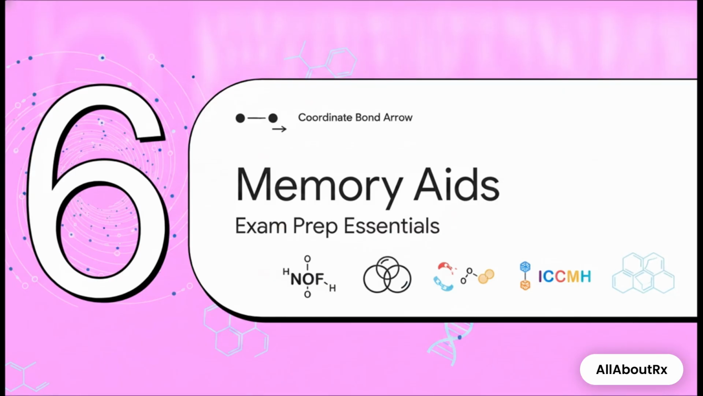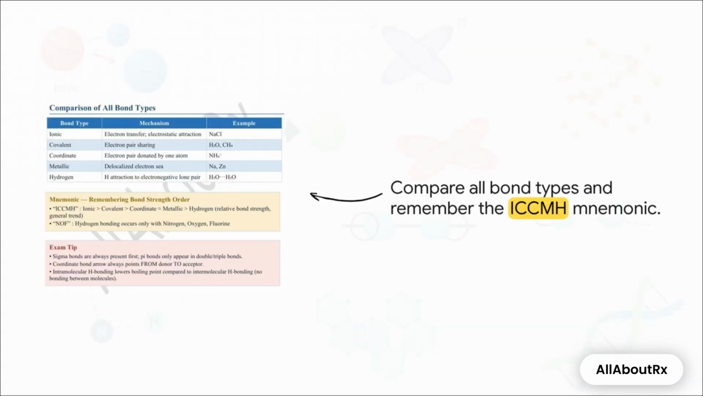Section 6. Essential memory aids. To wrap up this explainer, let's lock in some exam-focused memory aids so you can easily recall everything we've covered. To synthesize our entire lesson, your master key for remembering relative bond strength is the mnemonic ICCMH.